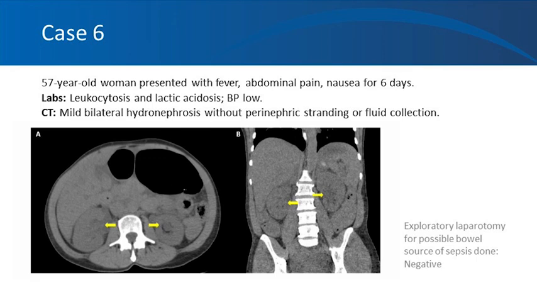The next case, a 57-year-old woman presented with fever, abdominal pain, nausea for about 6 days, and lab showed leukocytosis and lactic acidosis, and the blood pressure was low.